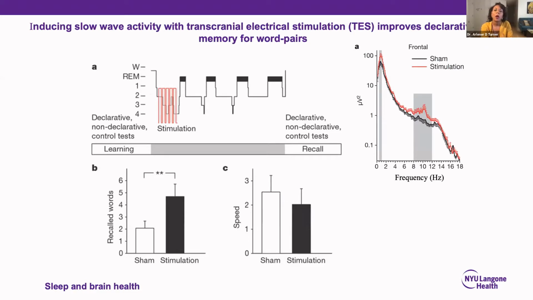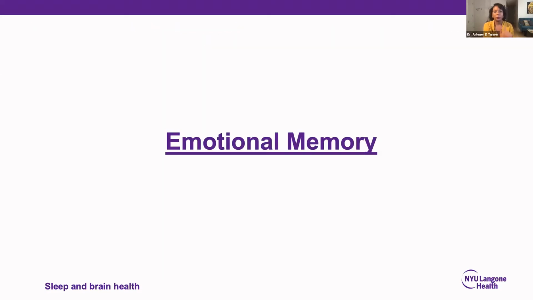Similarly, if you create this slow wave activity, they did it with transcranial electrical stimulation, which is essentially electricity up against the skull, but it sounds way more painful than it is. It's not painful at all. And it actually would improve the individual's declarative memory for different word pairs. So this is really showing that learning and declarative memory is tied very closely to sleep.